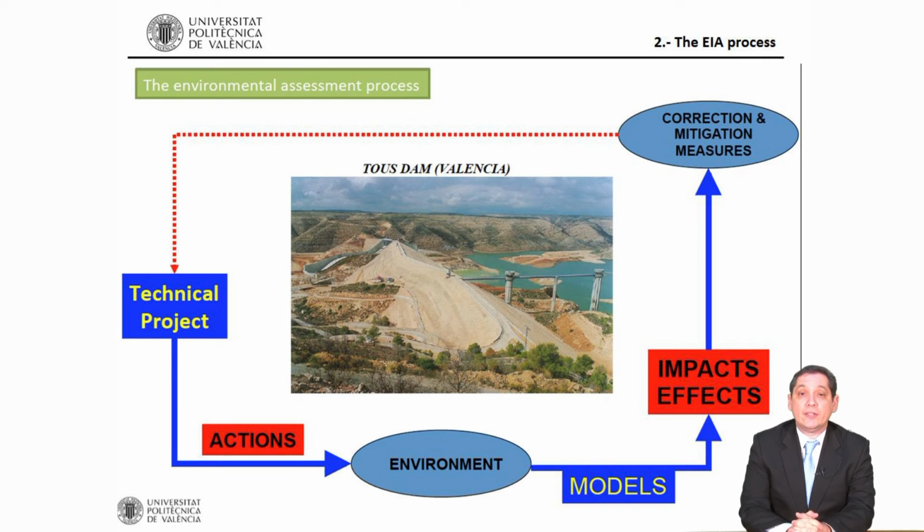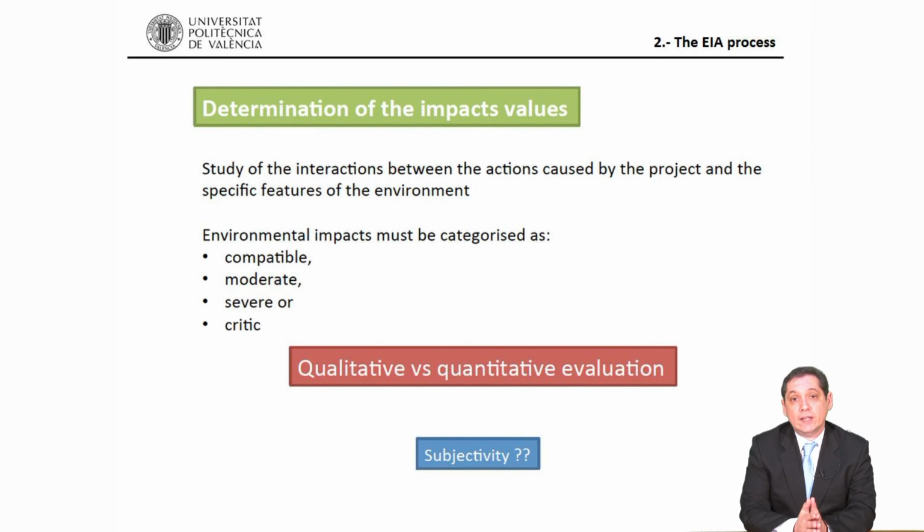In order to evaluate the magnitude of the impacts, we have two different possibilities. We could use a qualitative evaluation or a quantitative evaluation. In order to avoid subjectivity, we will have to perform a very strict analysis of the magnitude of these impacts. We will have to study the interactions between the different actions caused by the project and the specific features of the environment, categorizing the environmental impacts as compatible, moderate, severe, or critical.